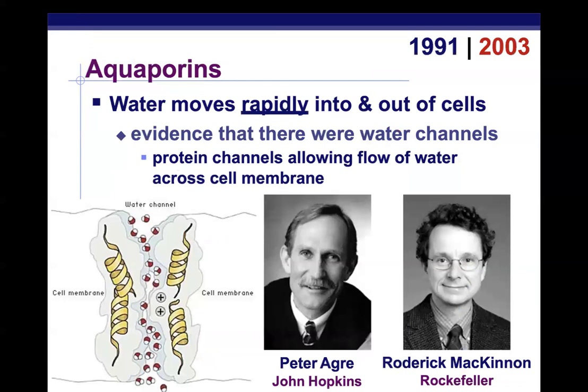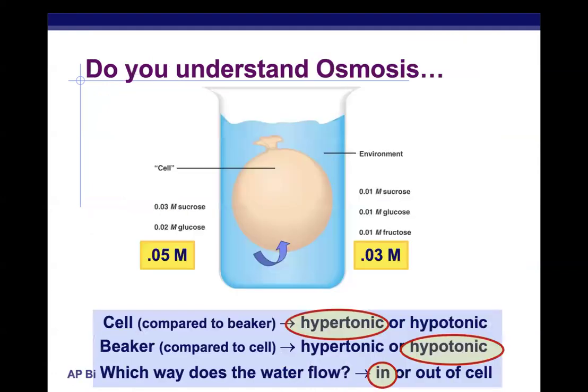Okay, kind of lastly, aquaporins were a really important discovery in the late 90s and early 2000s that allow water to be moved rapidly into and out of the cells. So there was evidence that there were water channels or proteins that allowed water to flow across the membrane more readily than it normally would, because water is a small but polar molecule. And these two gentlemen actually won the Nobel Prize in Physiology or Medicine for the discovery of aquaporins.